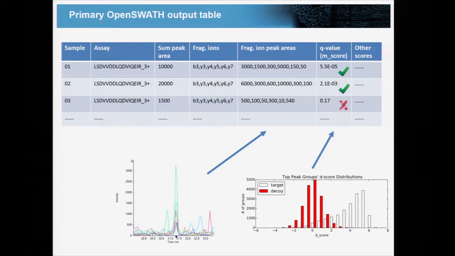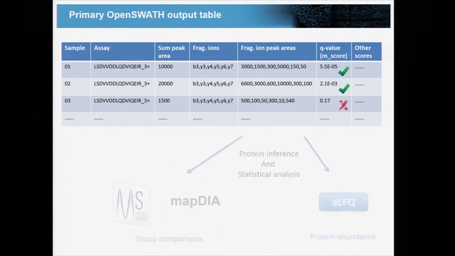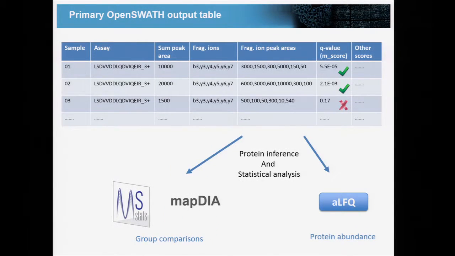Yeah, and there's the peak areas. And what you would do downstream of this, so what we get from OpenSWATH is this fragment ion level peak areas, and also a call of whether this is a true or false peak group. But for the protein inference and statistical analysis, you still have to do something downstream.